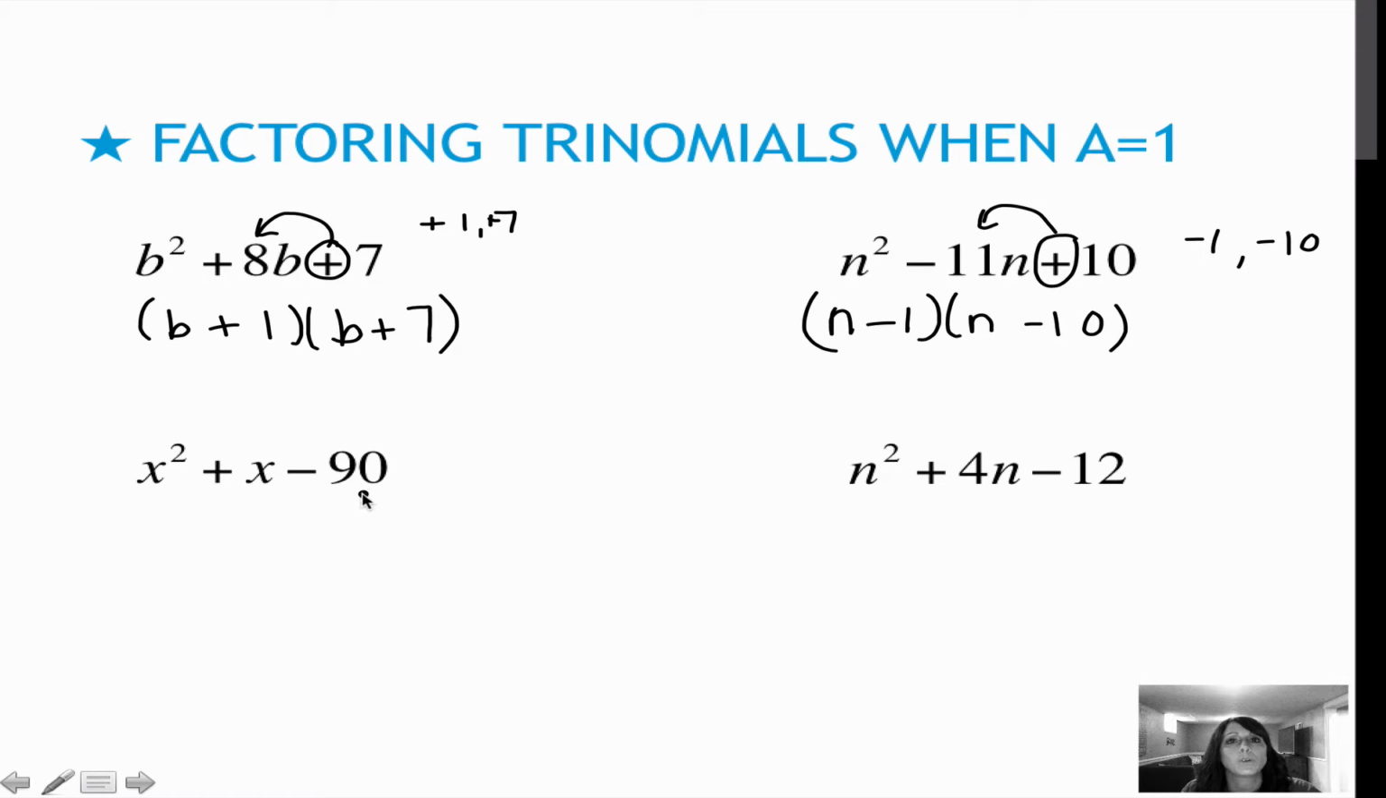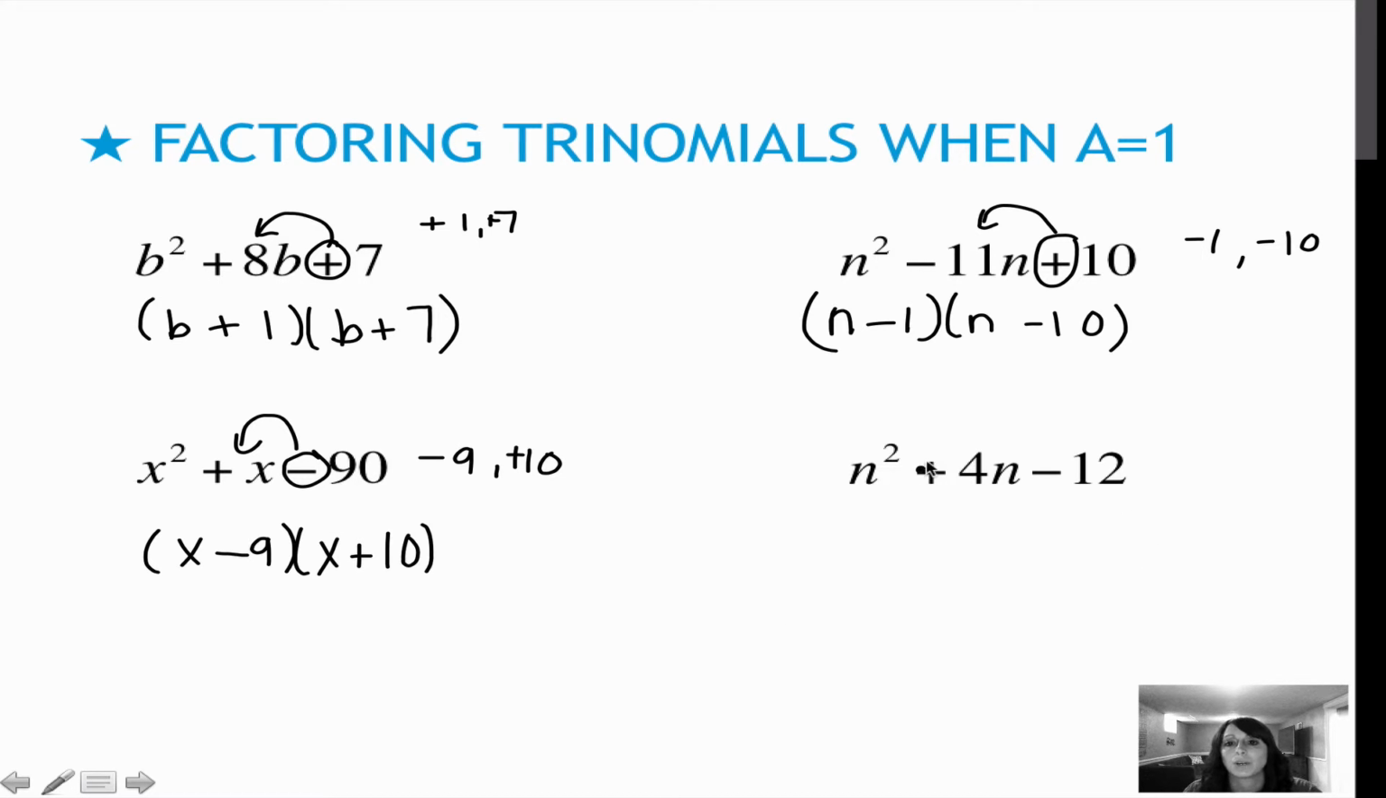Here, numbers that multiply to 90 that subtract to positive 1 would be 9 and 10. Those multiply to 90. I need them to subtract to positive 1, so I need a negative 9 and a positive 10. So x minus 9, x plus 10. Again, you're welcome to FOIL any of these back out to check your answer.